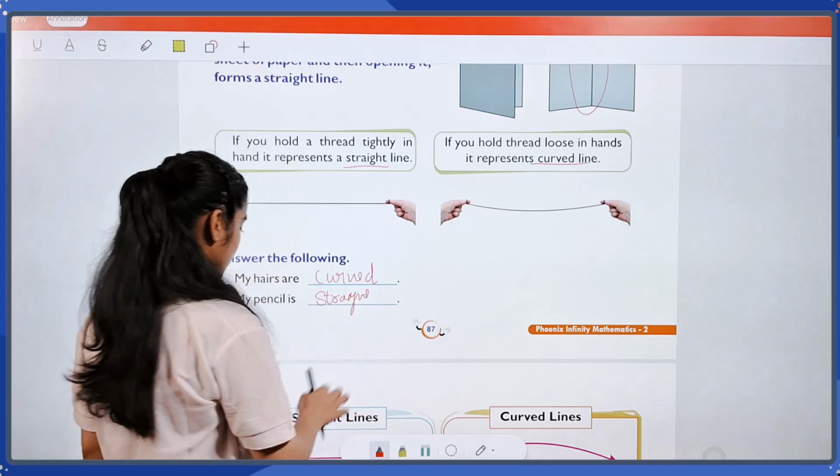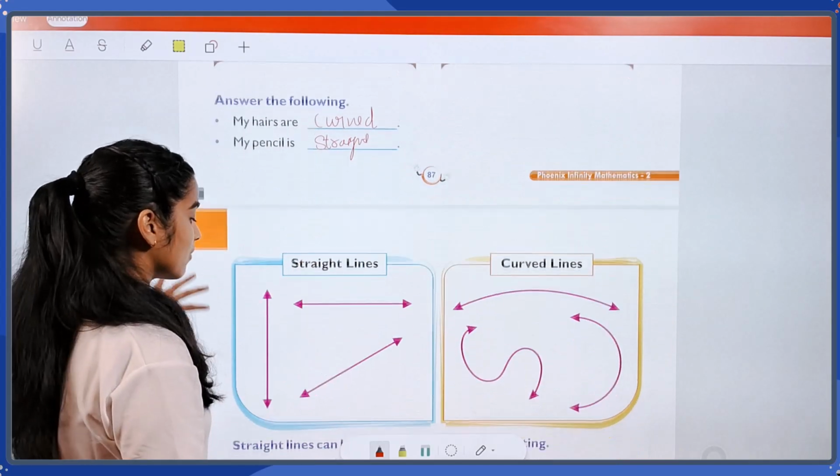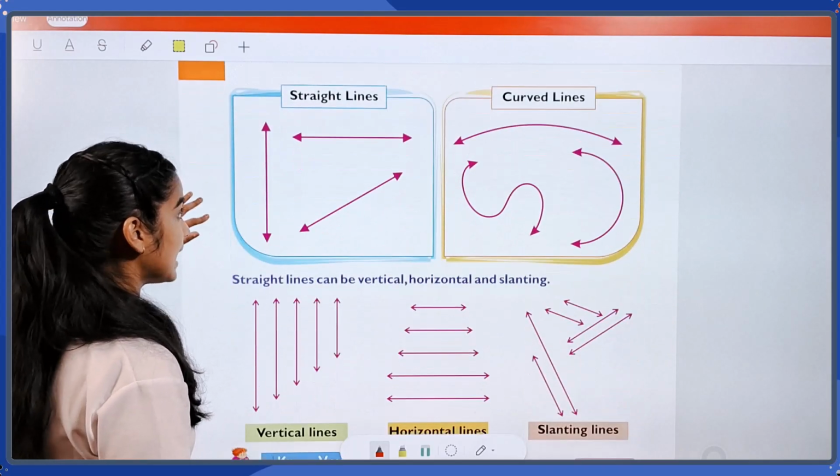Okay. Next we have straight lines and curved lines. These are the examples of straight and curved.